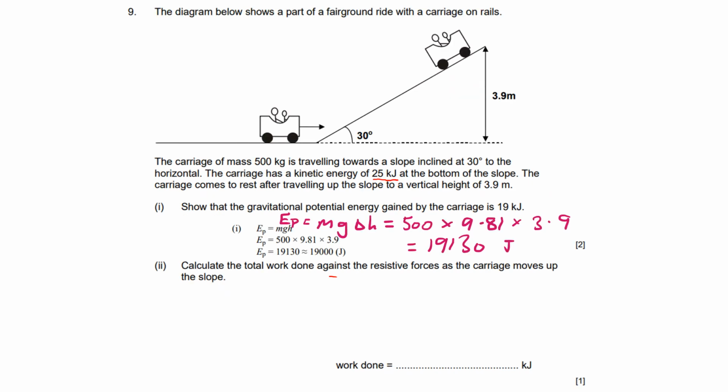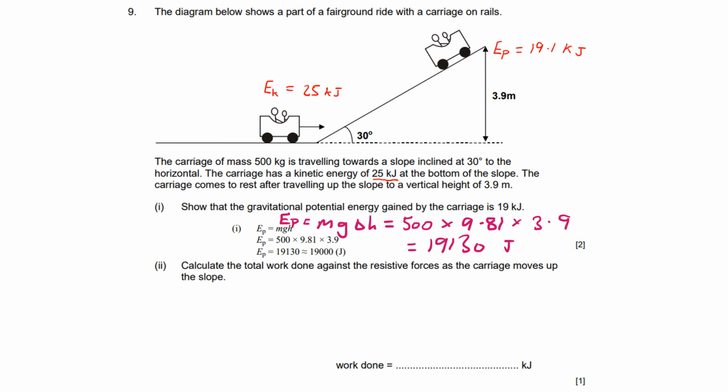And we can use our equation on the data sheet. Gravitational potential energy is equal to m times g times Δh. So it's mass times gravitational field strength multiplied by the change in the height, which equals 500 times 9.81 times 3.9, which equals 19,130 joules.